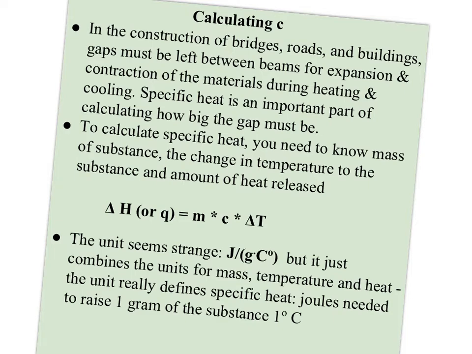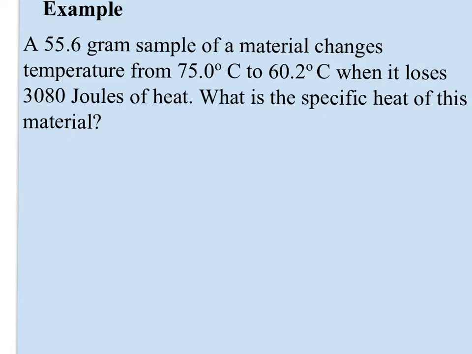So let's look at a couple examples here. My first example says a 55.6 gram sample of material changes temperature from 75 degrees to 60.2 degrees when it loses 3,080 joules of heat. What is the specific heat of this material?